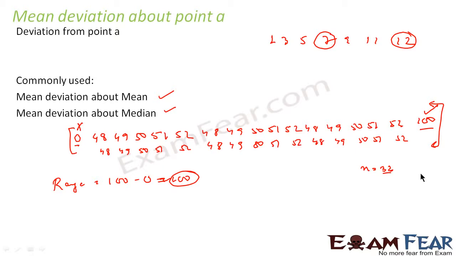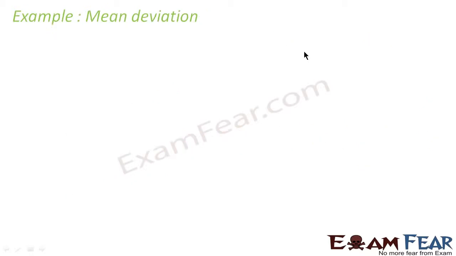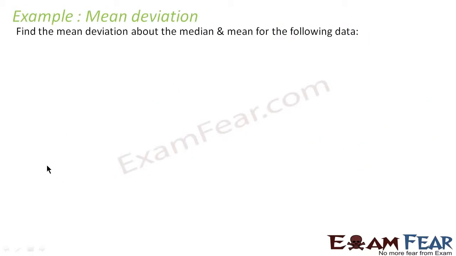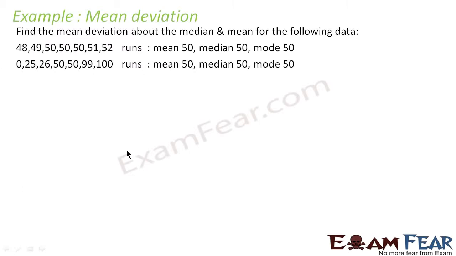Mean deviation is nothing but a deviation from a point A. We find the deviation from point A, then add and take the mean. Commonly used is the mean deviation about mean or mean deviation about median. I'll explain that. For example, we have to find the mean deviation about the mean or median for the following data. The same data I have taken.